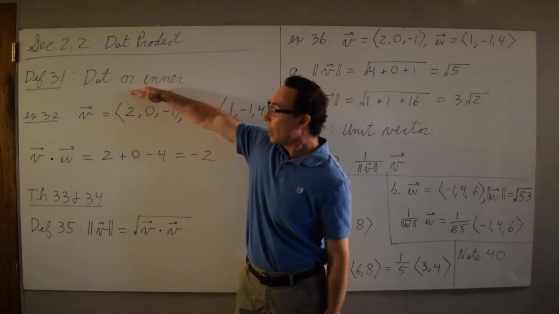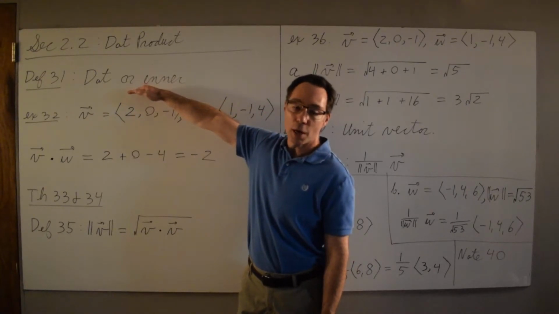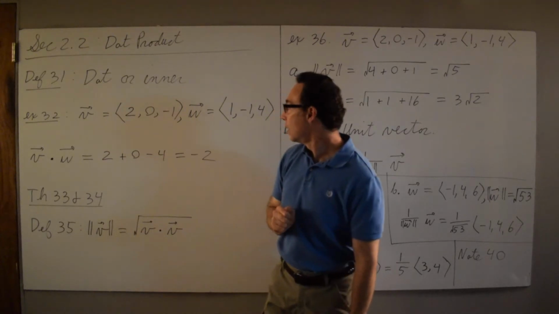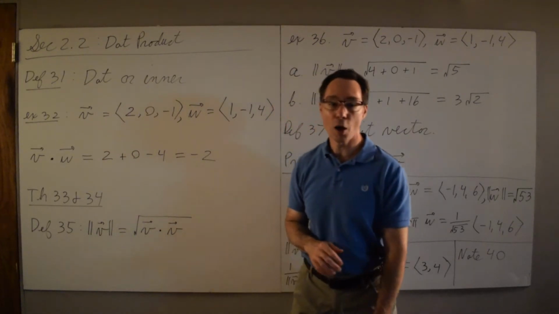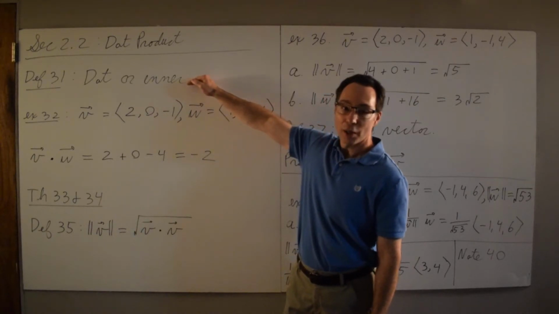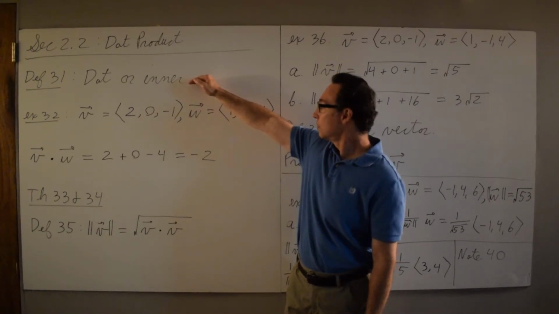So first of all, we have definition 31, which is a definition of the dot product, sometimes called the inner product. And the operation itself is not very complicated. So take a moment, look at that, see what the definition is.